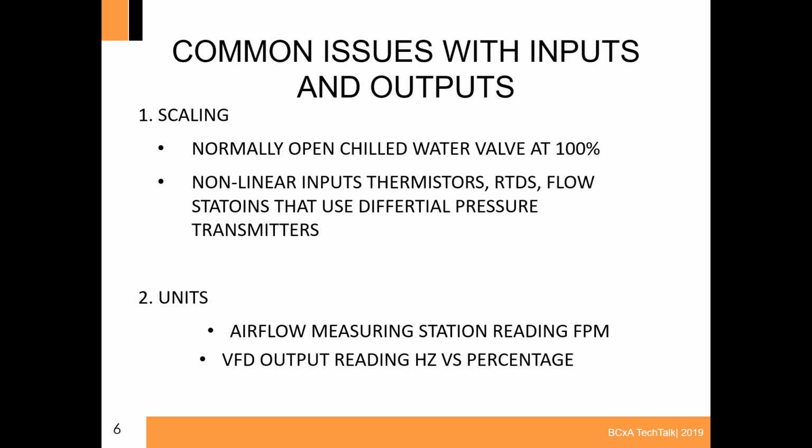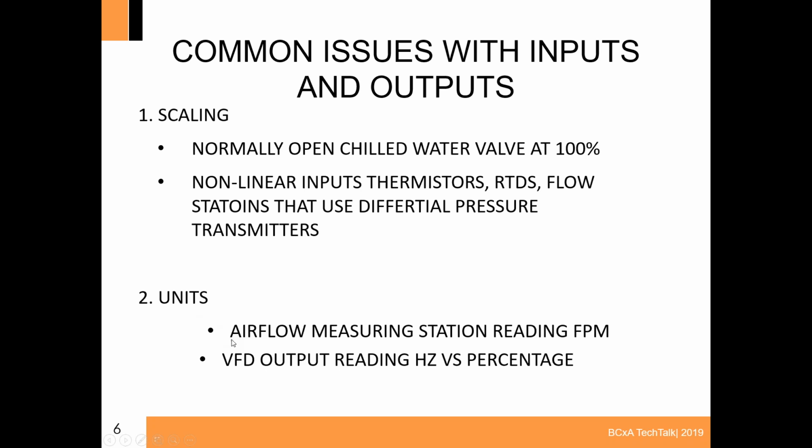Flow transmitters, flow stations that use differential pressure. If you have a pitot tube flow station in the outside air duct, for example, Air Monitor is probably the most popular brand, and you're using a differential pressure transmitter, remember that the pressure changes to the square of the velocity. So the algorithm that's in the control system has to do what's called a square root extraction. It can't directly read airflow with that differential pressure transmitter. It's not a one-to-one relationship. So again, that's kind of an issue of scaling.